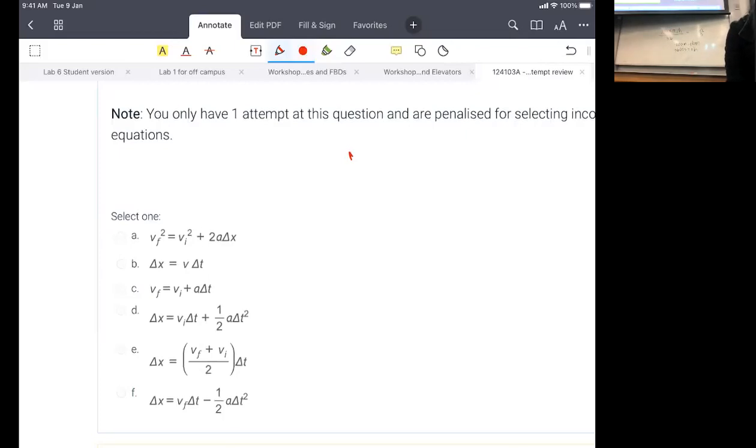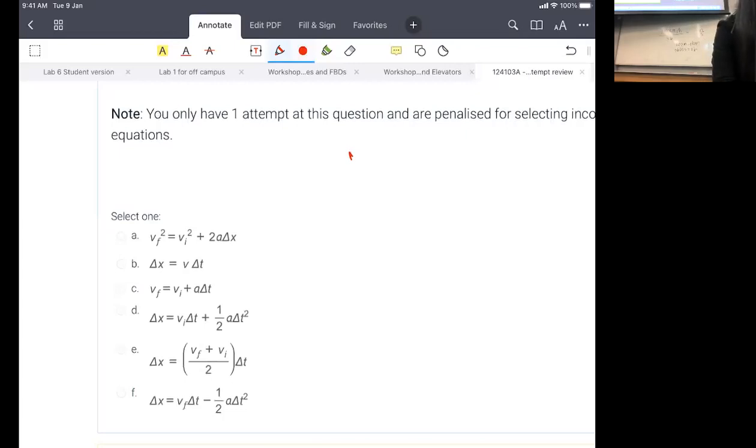So which equation can we use to find x? Is it A, B, C, D, E, or F? Yeah, D is the only one that doesn't have VF. Do you agree, Ruth, that we should use equation D in this case to find x, the distance? You're still confused why?